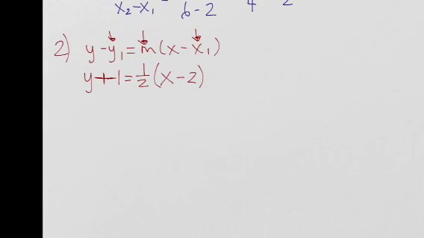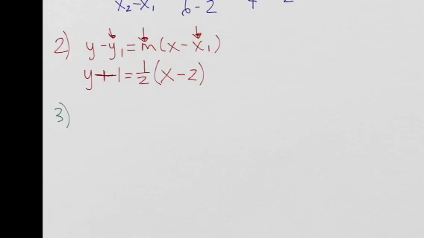All right, now my third step. I need to make this thing look like y equals mx plus b. That means get the y by itself, but I always got to take care of parentheses first. So that's what has to happen first.